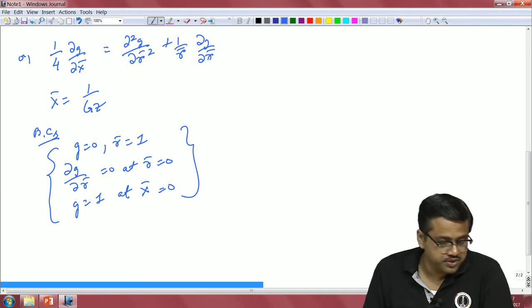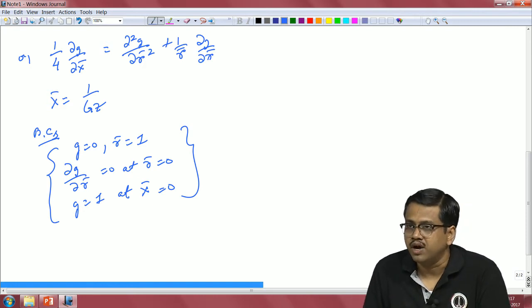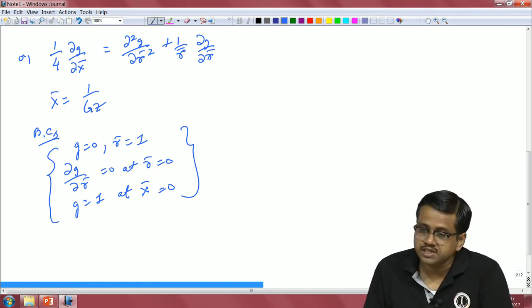And at x equal to 0, that means x bar equal to 0, that is at the point of the inlet, where t is basically equal to t in. So, therefore, g should be equal to 1. So, these are the three boundary conditions that we have.